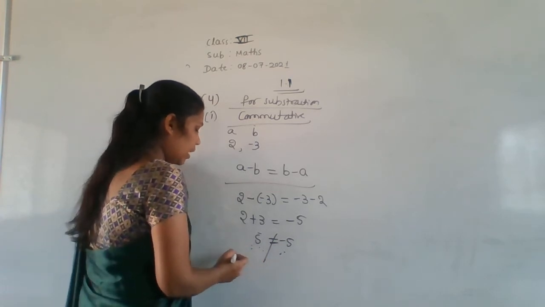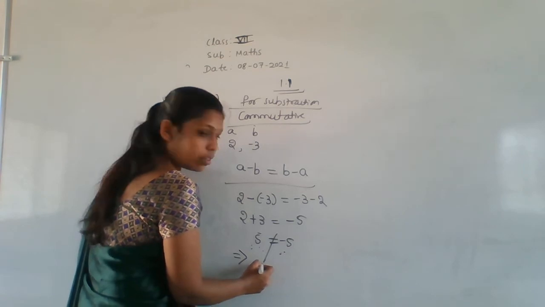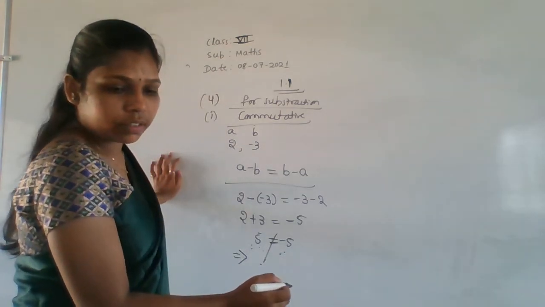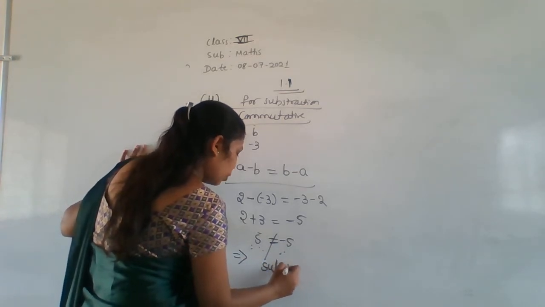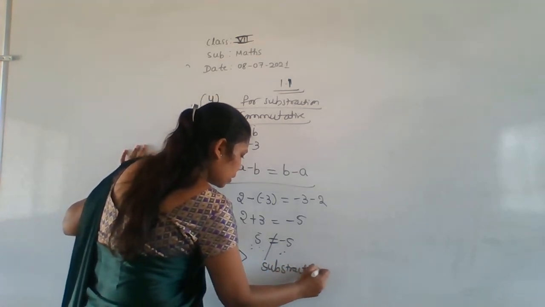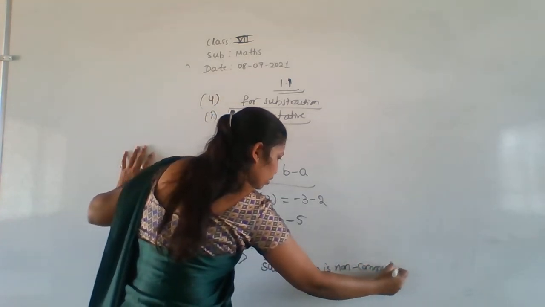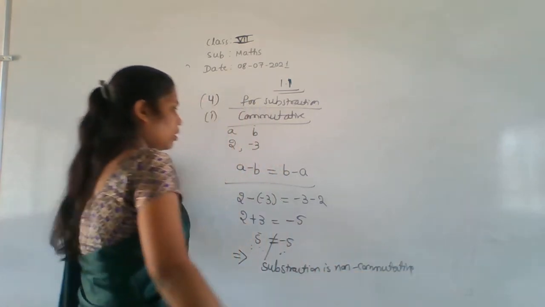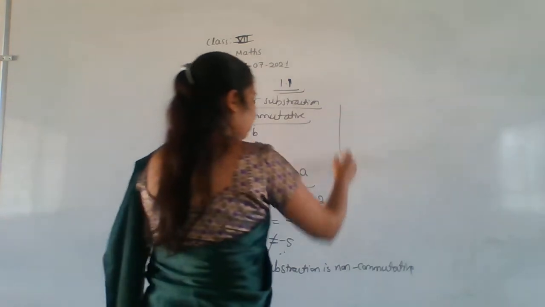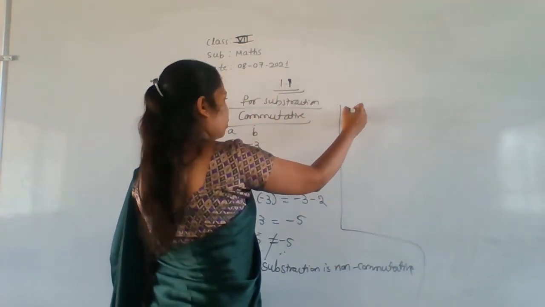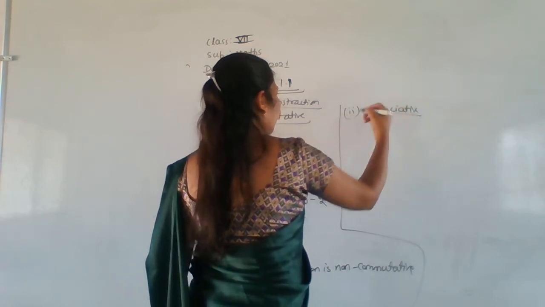Then what can we say here? Subtraction is non-commutative. So the first proof is over. Next we have to prove for associative. The second one is associative. It is not associative, that we have to prove here.